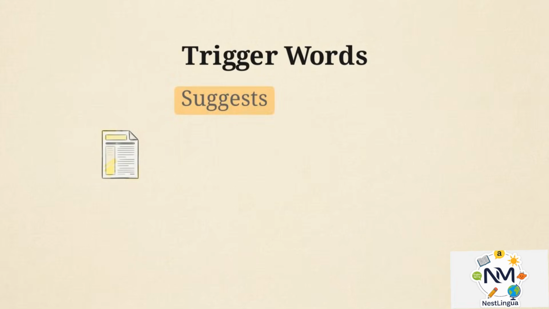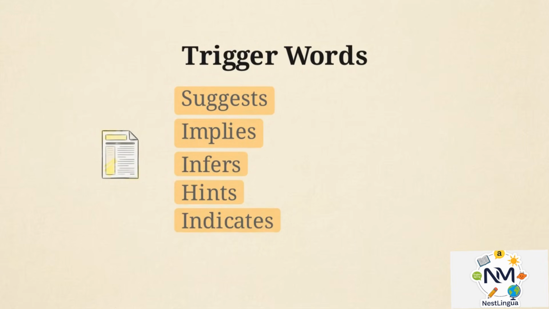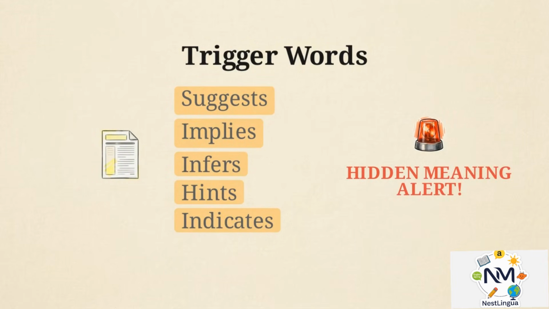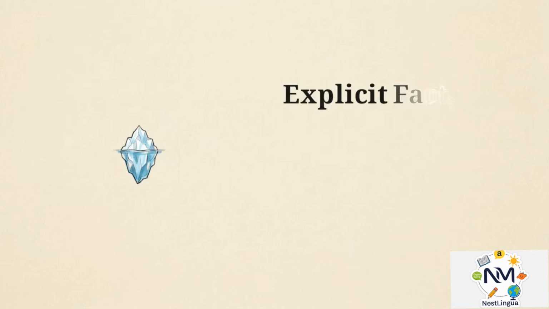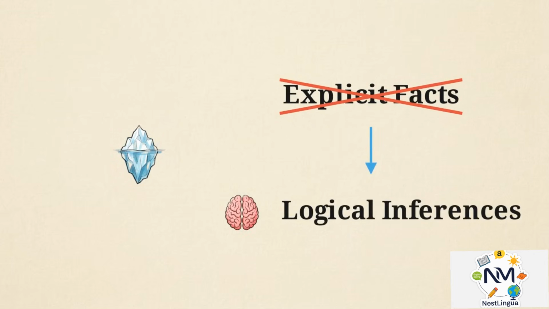On exams, identify hidden meaning questions by spotting trigger words. Terms like suggests, implies, infers, or indicates signal you to look below the surface. They instruct you to stop searching for explicit facts and start making logical inferences based on evidence.